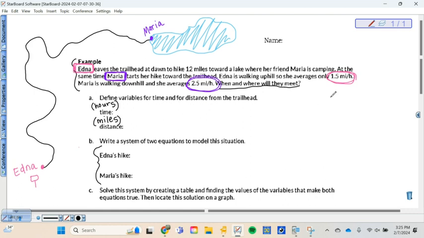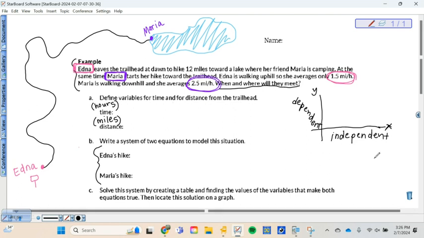Okay, and this is a little extra as well. You don't need to write this down if you don't want to, but I have my x variable, and my y variable. We call our x variable the independent variable. And our y variable is the dependent variable. So we need to figure out which is time going to be, x or y? Is distance going to be x or is distance going to be y? We've got to figure out which is which.